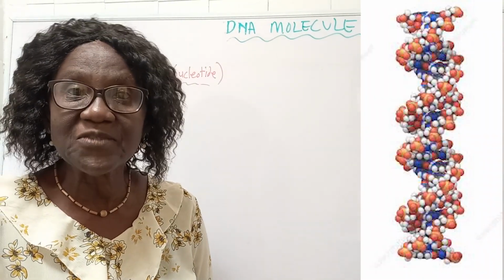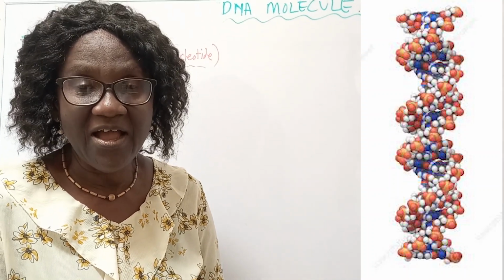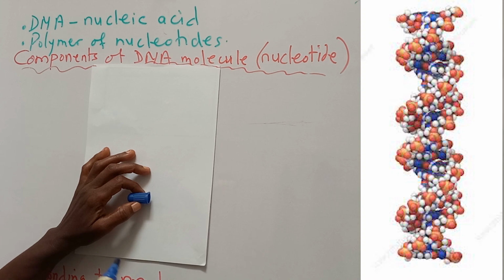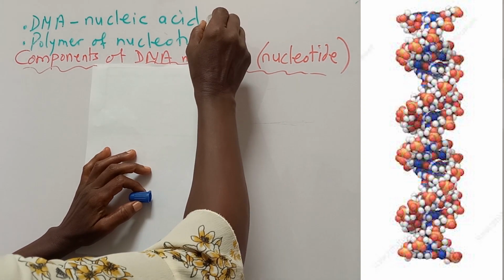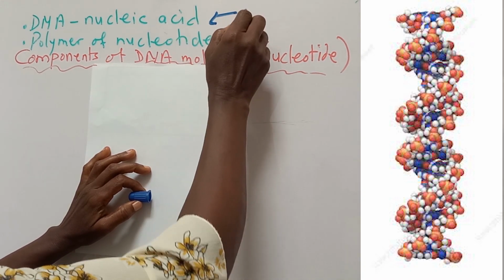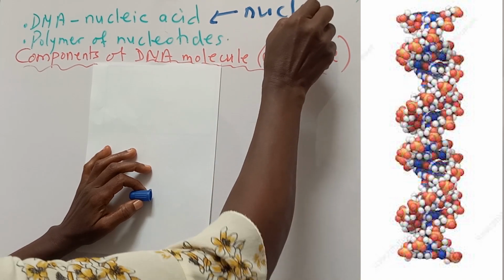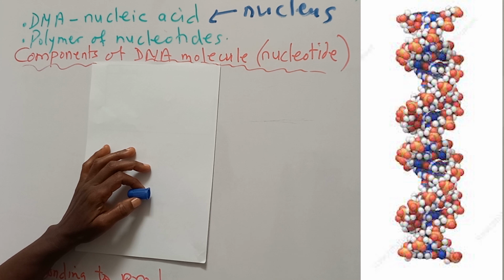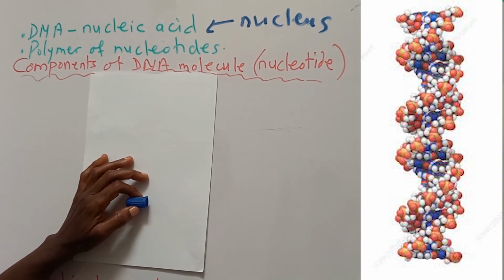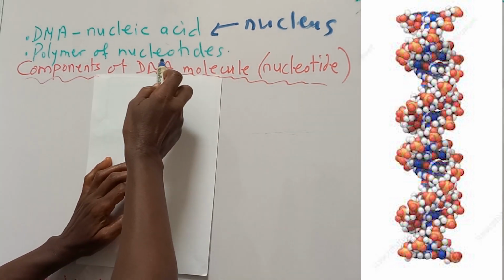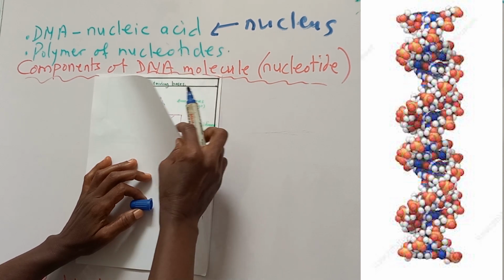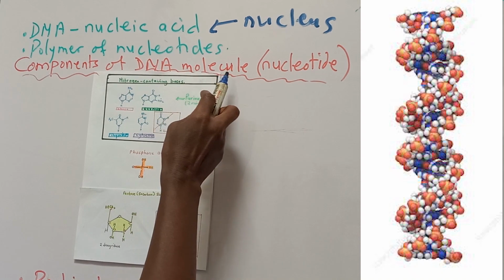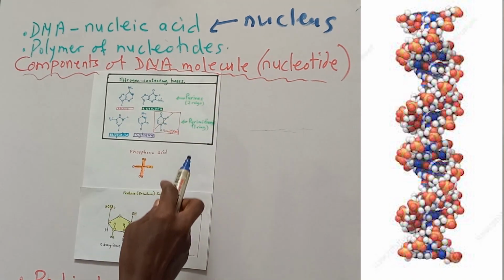Today we are explaining the structure of the DNA molecule. DNA is a nucleic acid because it's found in the nucleus. It's a polymer of nucleotides, a huge molecule with repeating units, and the units are nucleotides. So we want to look at the components of DNA, and that means the components of a nucleotide.